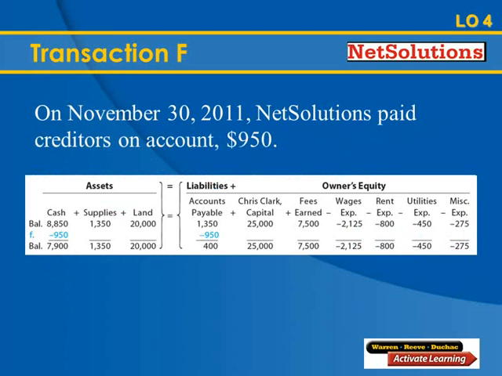In this transaction, Net Solutions pays $950 to its creditors in payment of the account payable that was set up when the supplies were purchased in Transaction C. This payment affects the asset account, cash, which is decreased by $950. On the right side of the equation, the liability, accounts payable, is decreased by $950. Paying off a debt reduces the creditor's claims on the assets of the business.